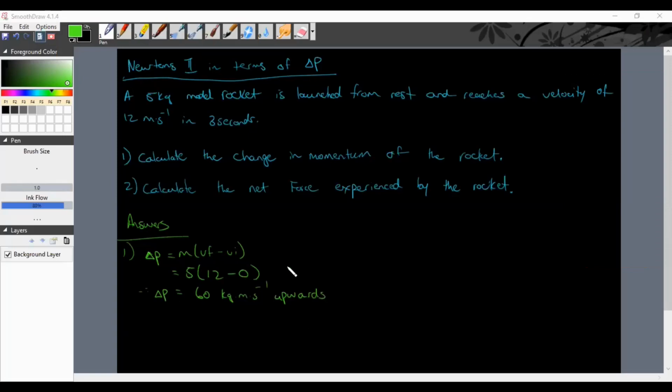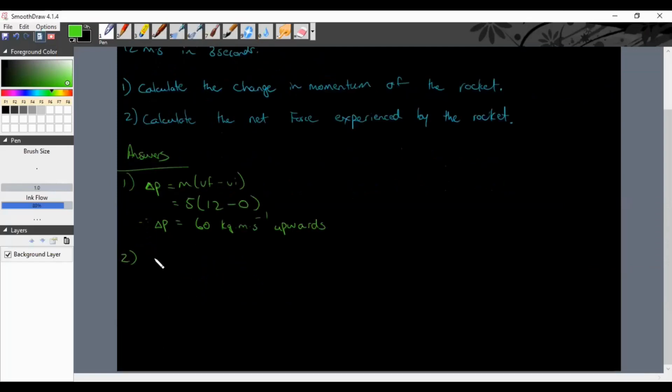Right, number two. The second one was the net force experienced by the rocket. We'll be using the formula F net is equal to delta P divided by delta t. We've already calculated delta P, so it's 60. We know the time was 3 seconds, as mentioned. 60 divided by 3 gives us an answer of 20 newtons, direction upwards.